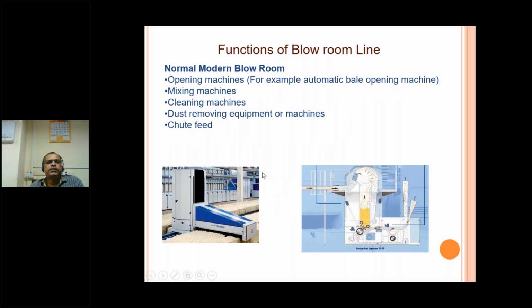These are some of the machines: the opening machine, mixing machine, cleaning and dust removing equipment, and the tube pit. Here is the bale opener. It is a computerized bale opener. By computerized programming, it plucks the fibers from the bale, weighs it, and supplies it to the further zone.